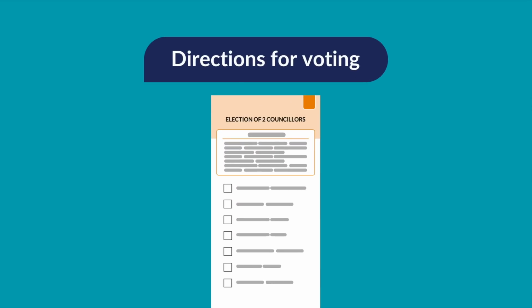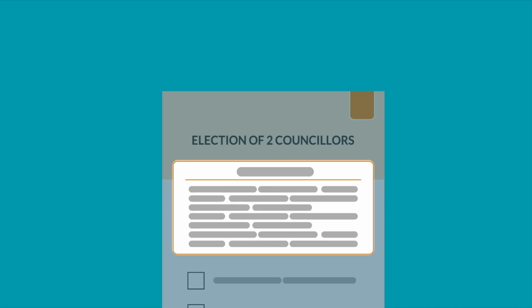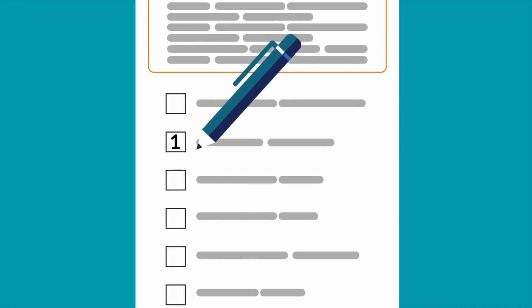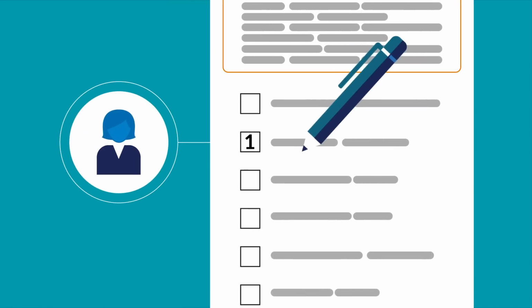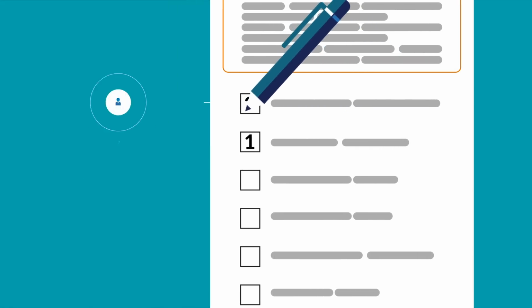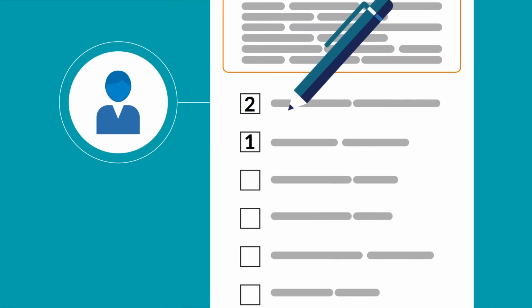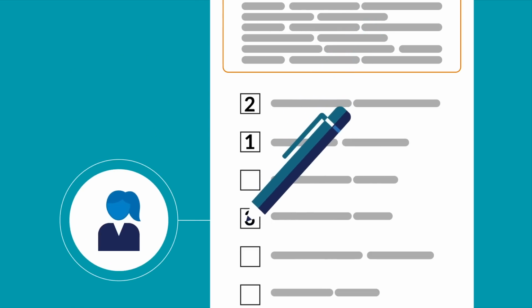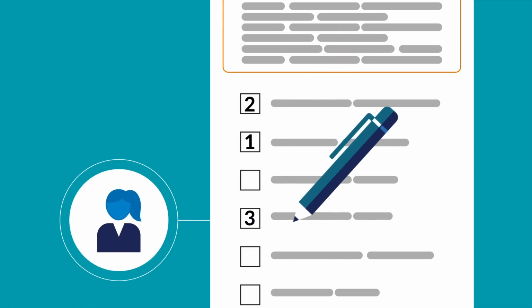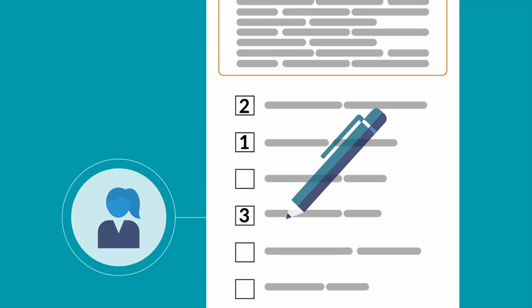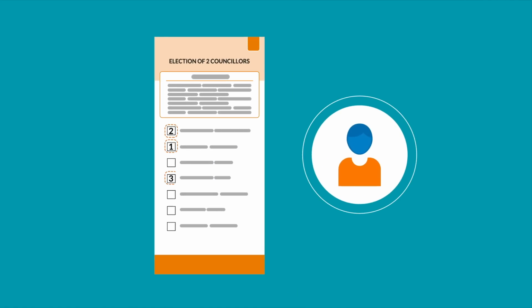Councillor. The directions for voting on the ballot paper show the minimum number of candidates you must vote for in order for your vote to count. Write the number 1 in the voting square next to the candidate of your first choice, the number 2 in the voting square next to your second choice candidate, and so on, until you have voted for the minimum number of candidates required. You can vote for more candidates if you wish.